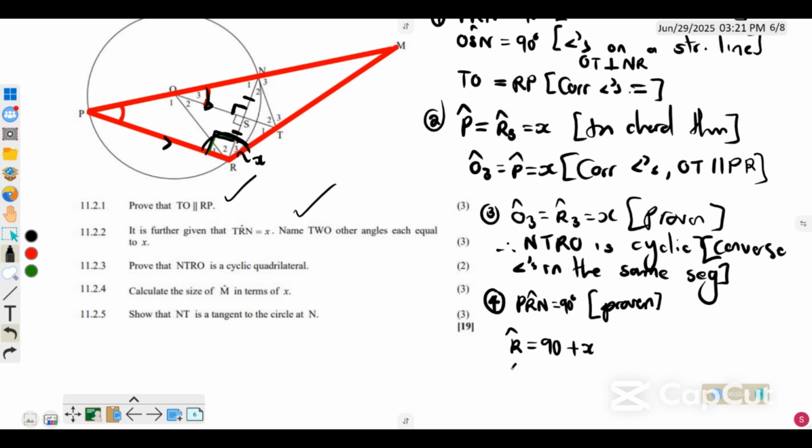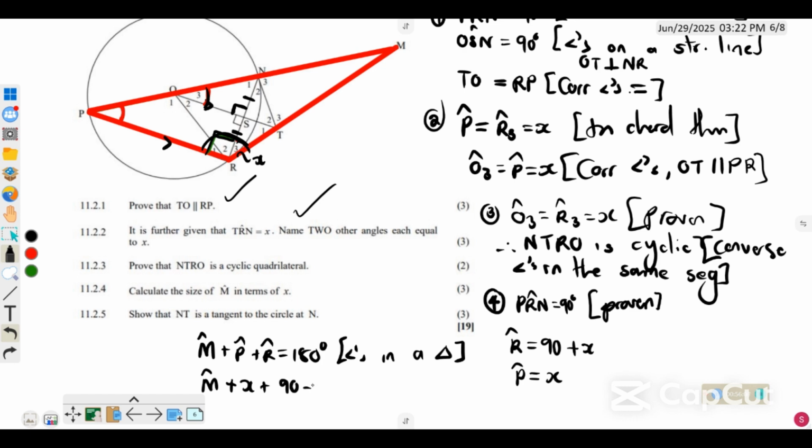And we do have angle P. Remember, we proved that angle P is also equal to X in the previous statement, which means if we do the sum of angles in that triangle, whenever we add angle M plus angle P plus angle R, they should give us 180 degrees, and these are angles in a triangle. What is M? We don't know M, but we know P to be X. We know R to be 90 minus X, which is equal to 180 degrees.